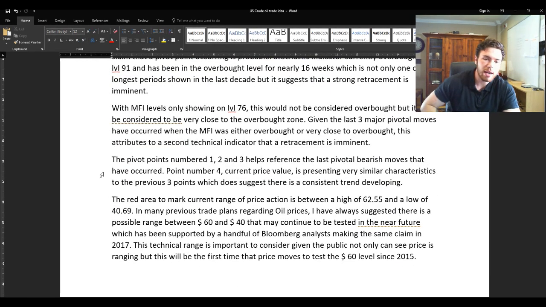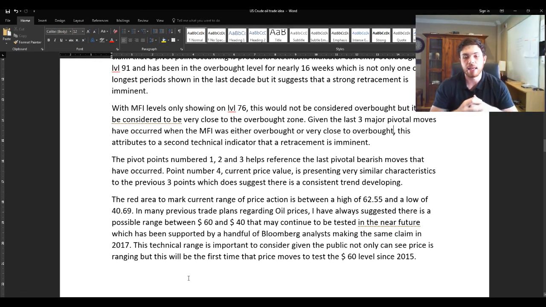I'll also go on to say the red area marks the current range of price, between the high of $62.55 and a low of $40.69. In many previous trading plans regarding oil prices, I've always suggested there is a possible range between $60 and $40 that may continue to be tested in the near future, which has been supported by a handful of Bloomberg analysts making the same claim in 2017. This technical range is important to consider given the public may see price is ranging, but this may be the first time that price moves to test the $60 level since 2015.